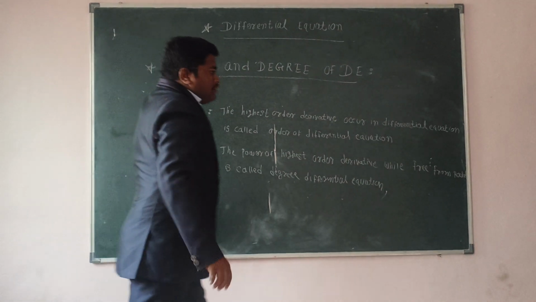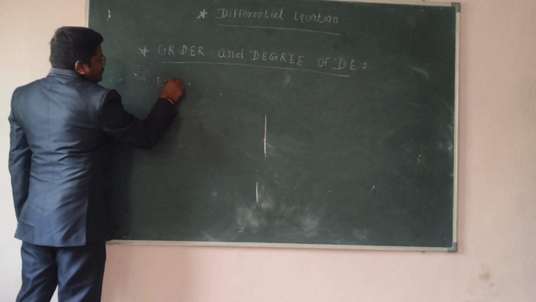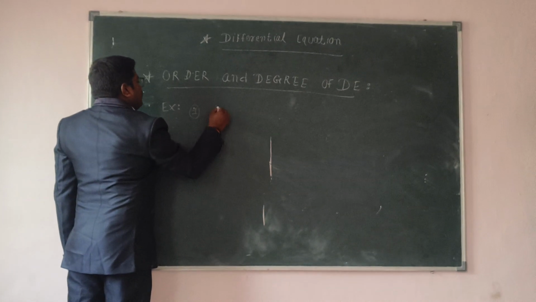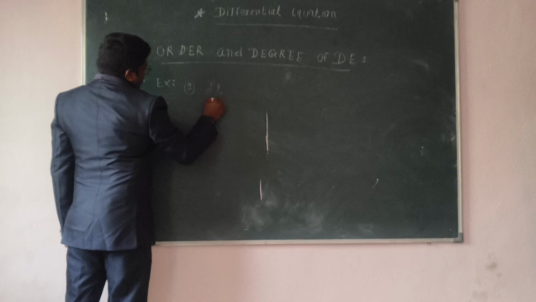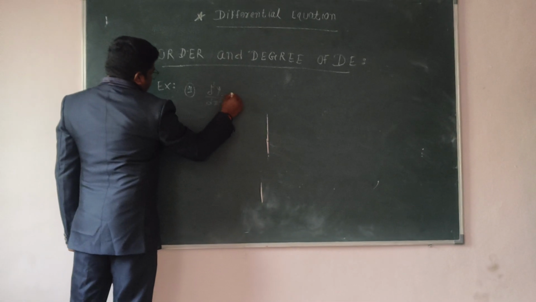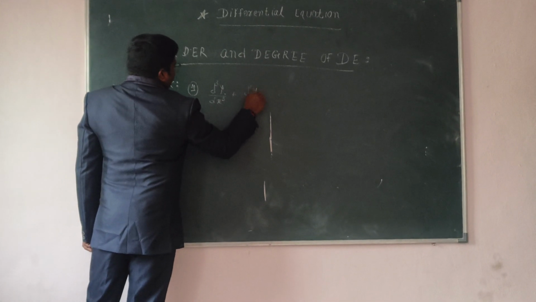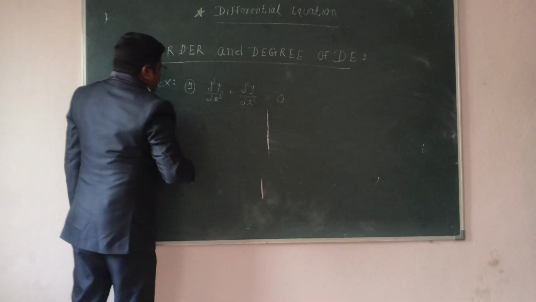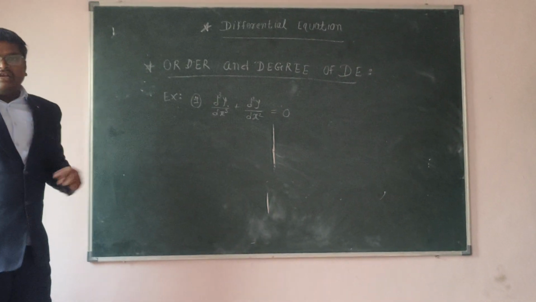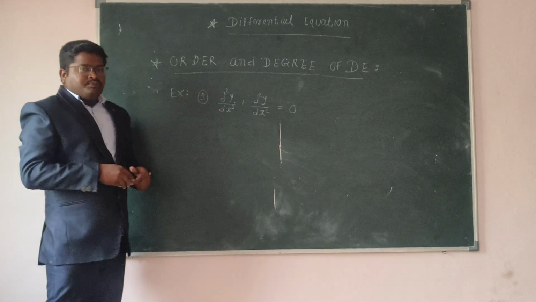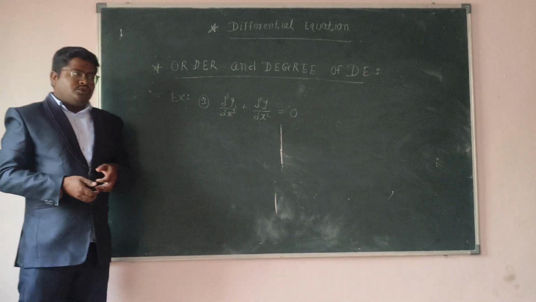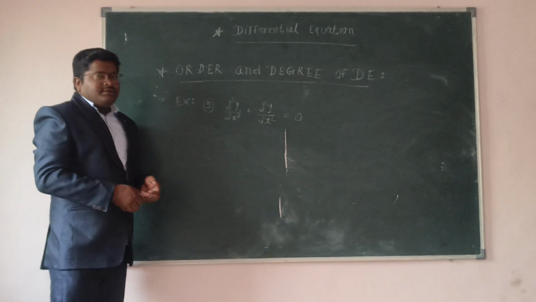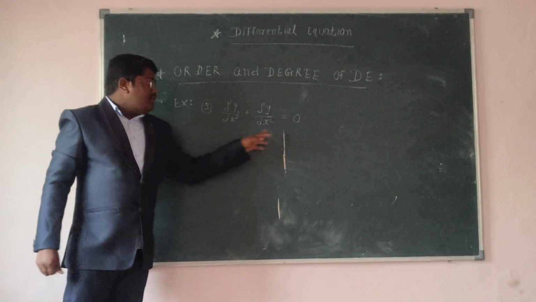Examples. Next, suppose the first example is d cube y by dx cube plus d square y by dx square is equal to 0. In these equations, how do we find the degree or order? Before we look at these examples, we should know the definition of degree and order. What is the order? Order means the highest order derivative in the equation.